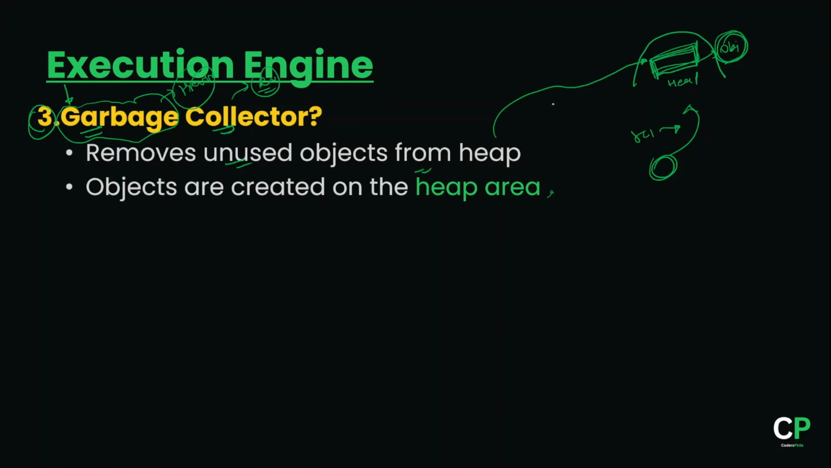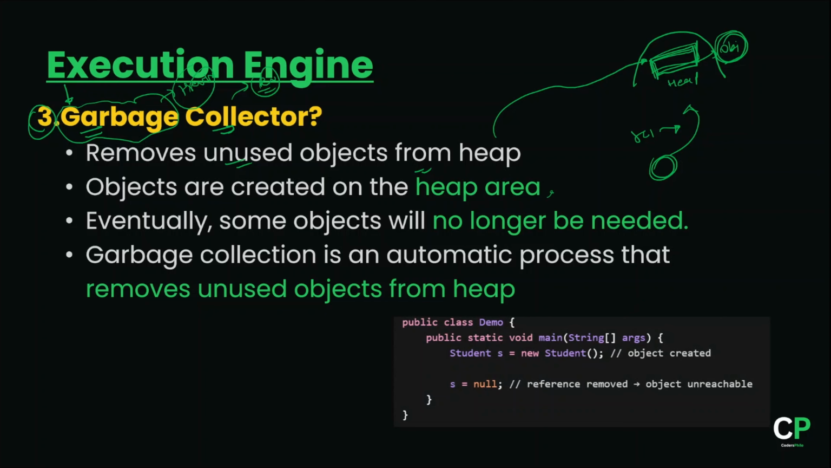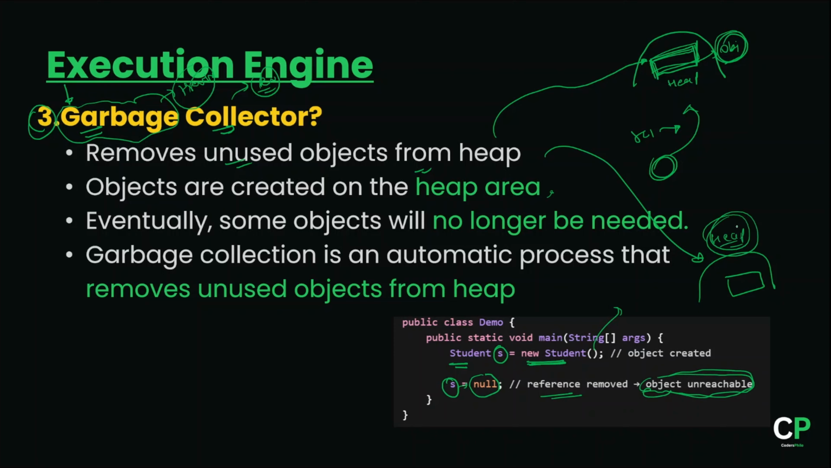As we learned earlier, objects are created on the heap area. Eventually some objects will no longer be needed. Garbage collection is an automated process that removes the unused objects from the heap. For example, here we have created one object, a student, but now we have defined s equals null. Now we can't access this object again. So the reference is removed and the object is unreachable. This student created in the heap becomes unreachable, therefore the garbage collector will come and remove this object from the heap. So this is the role of the garbage collector: it removes the unused objects from the heap.